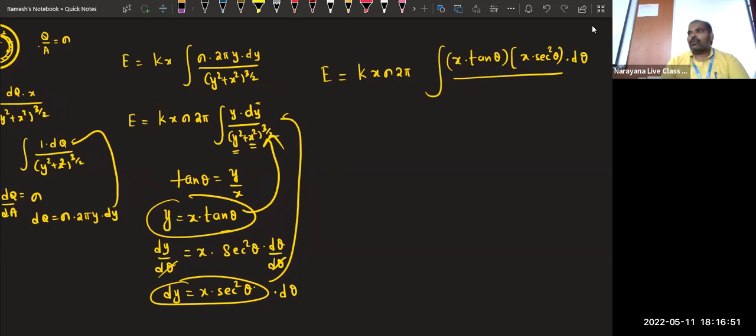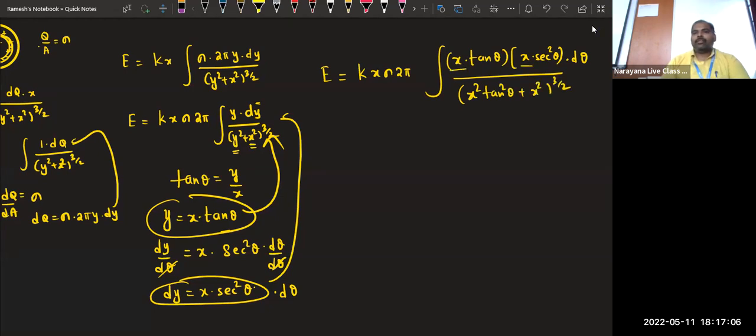Without d theta you cannot do integration. Say yes or no. Understood. So next one, y value how much? x square tan square theta plus x square, and whole power 3 by 2.